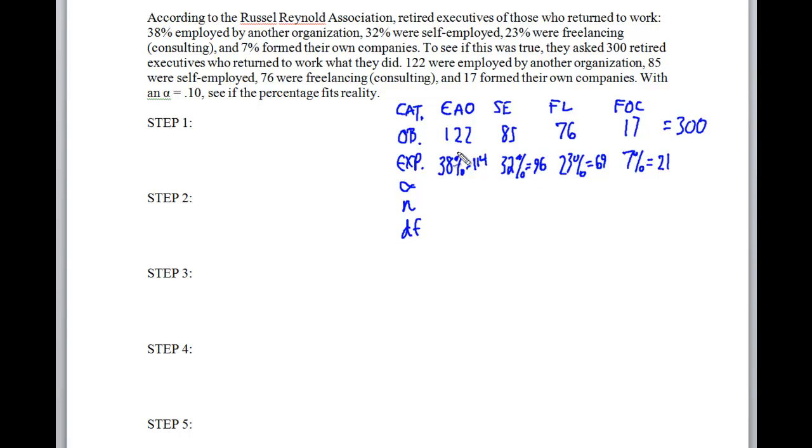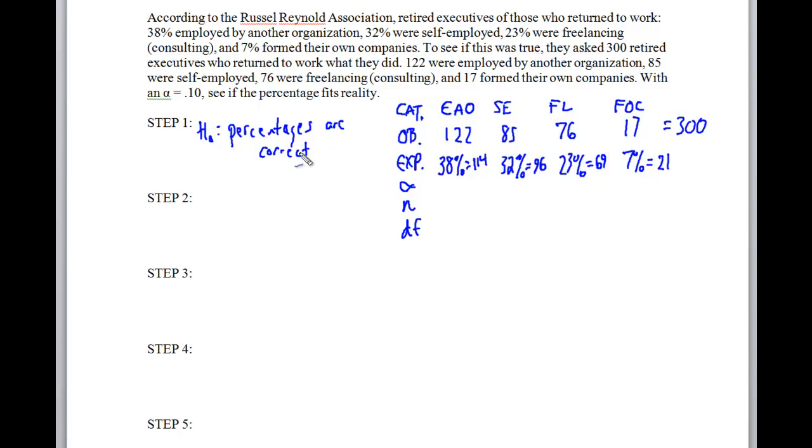So you can see that these probably, what's your gut telling you? Is your gut telling you that these are pretty close? Well, that's what the chi-square test is for. Because if they're pretty close or they're close enough, then we can accept the null hypothesis, which is that the percentages are correct.